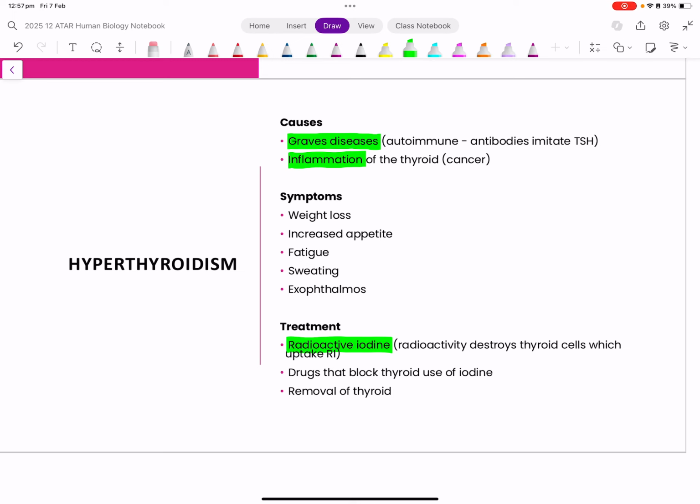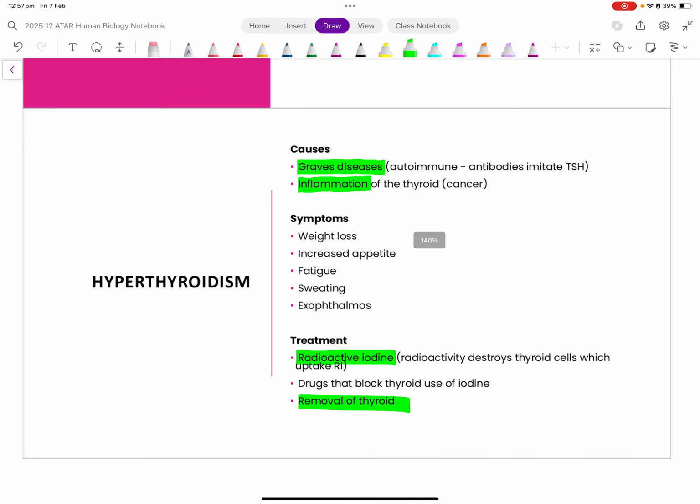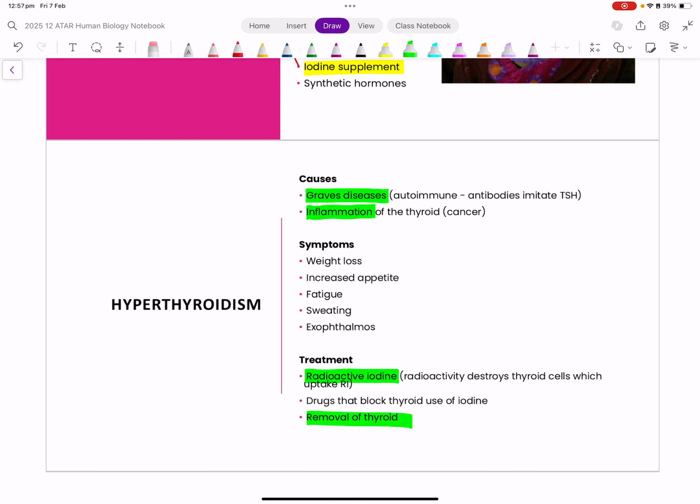Secondly, you can use drugs that block the thyroid's use of iodine, or finally, you could remove the thyroid gland itself. However, it's important to note that removing the thyroid gland does not solve the issue. This is going to mean that this particular person may need to take synthetic hormone following that surgery.